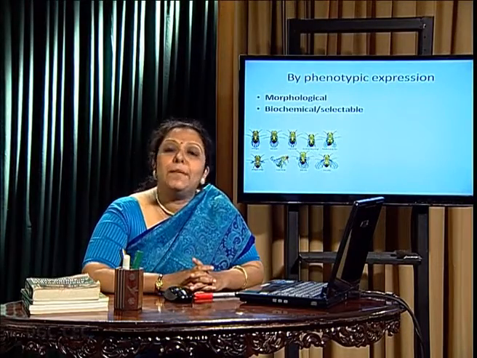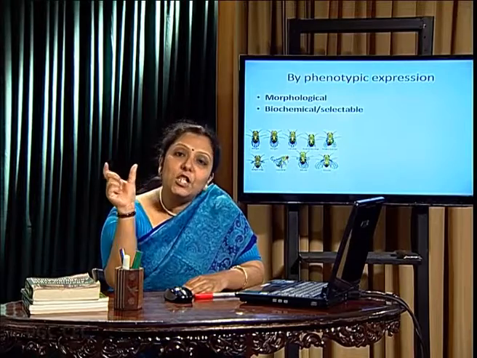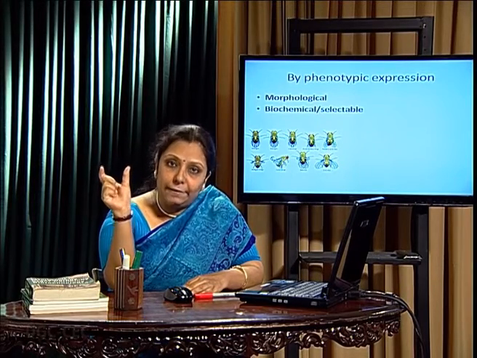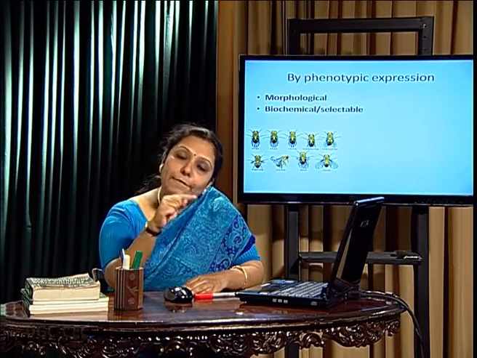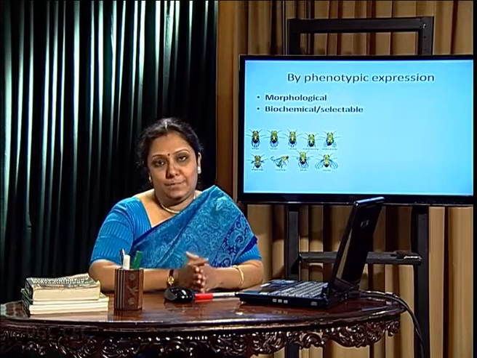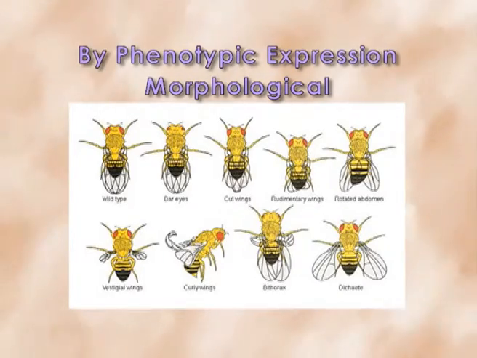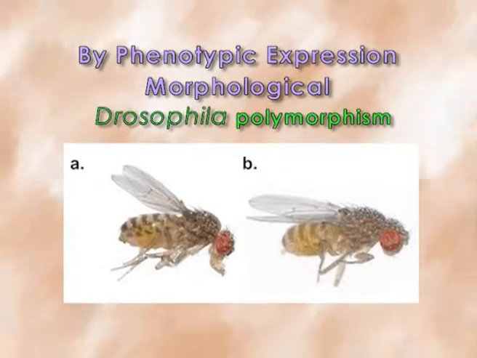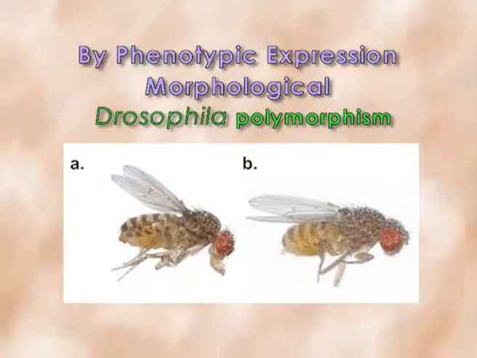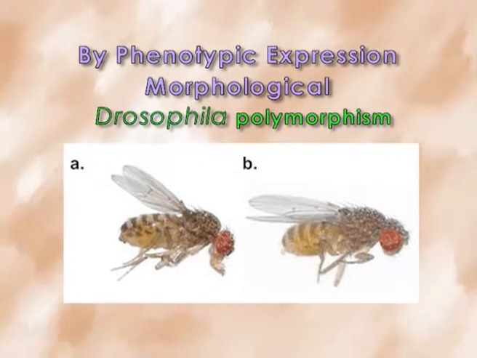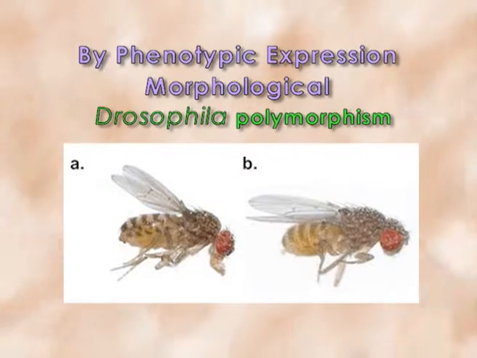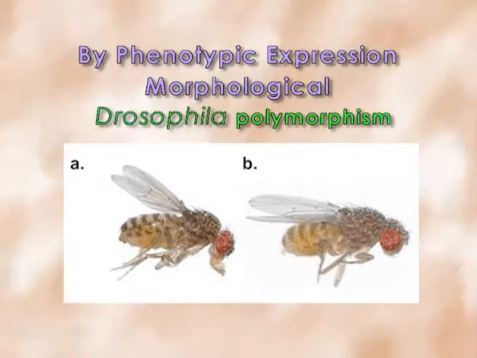By phenotypic expression: change at the genotypic level, the mutation can be manifested at the phenotypic expression. That may be in morphological terms. We can find in case of Drosophila different size and shape of the wings. So mutation at the genotypic level contributes to the phenotypic expression as well as the biochemical or selectable mutation.